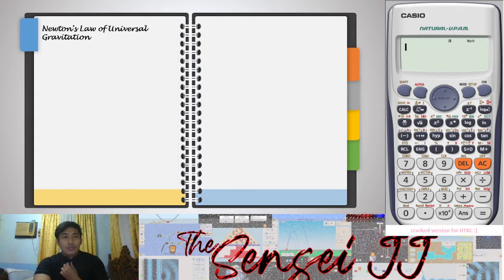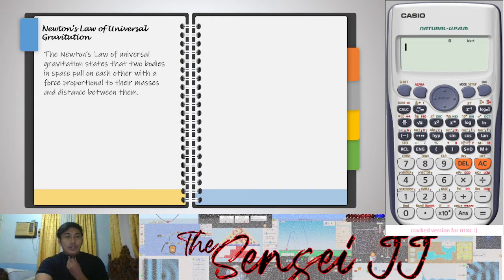Okay, so we have here Newton's law of universal gravitation. Newton's law of universal gravitation states that two bodies in space pull on each other with a force proportional to their masses and the distance between them. Two bodies in space, that is the keyword. In space, they pull on each other with a force proportional to their masses and the distance between them.